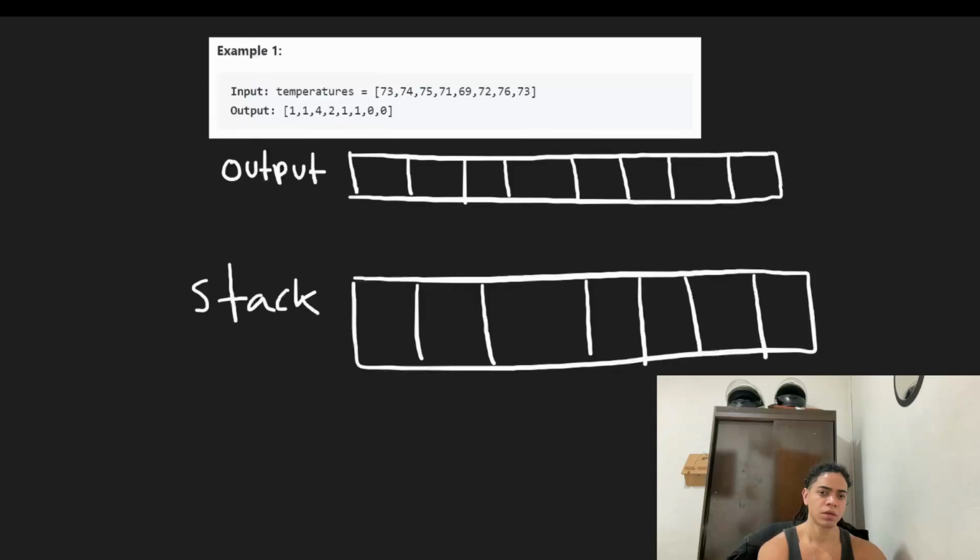So let's just run through a quick simulation and let me show you how we can get this output in linear time using a stack. So first value 73, we're going to compare it to the top of our stack. Our stack is empty, so we're not going to do anything. We're just going to take this 73, add it to the stack.